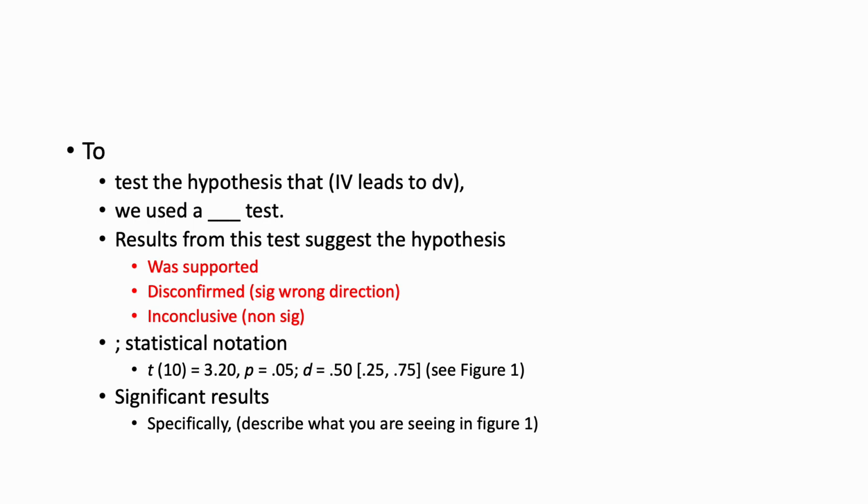Sometimes you put a number before the decimal place. Sometimes you don't. That is determined by whether or not the statistic can be greater than 1. A p-value cannot be greater than 1, so you don't include a number before the decimal place. So p equals .05. Semicolon, Cohen's d, I just put d in there, equals 0.50, and then a confidence interval. Parentheses, see Figure 1, right? So if you have a significant result, then you have to describe what Figure 1 shows, right?